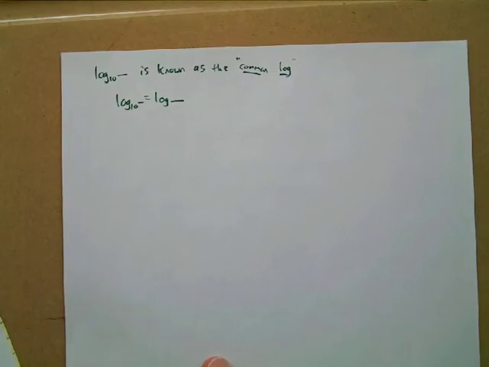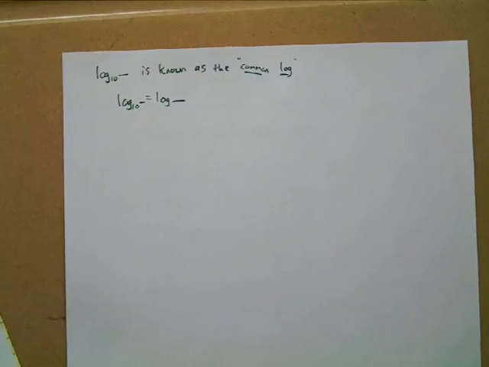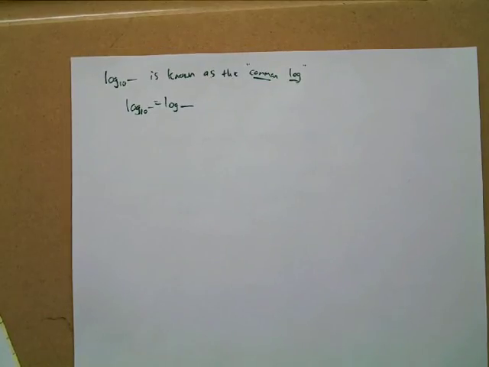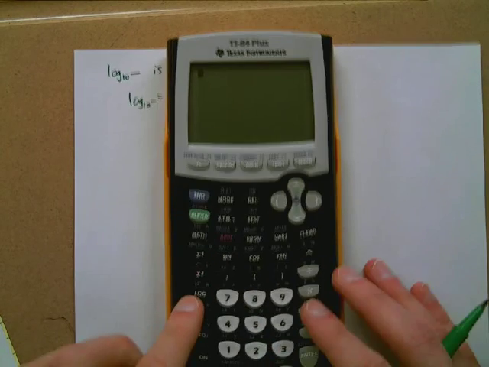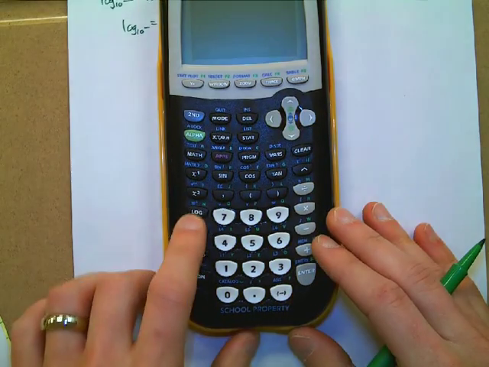But log base 10 is the same as just log by itself. That's, for example, the log button on your calculator. If you ever wondered what that was, well, I'm sure you know because you've seen logarithms before now. This log button on your calculator, if you press it, you'll notice there's no base. It just says log. That means it's log base 10.